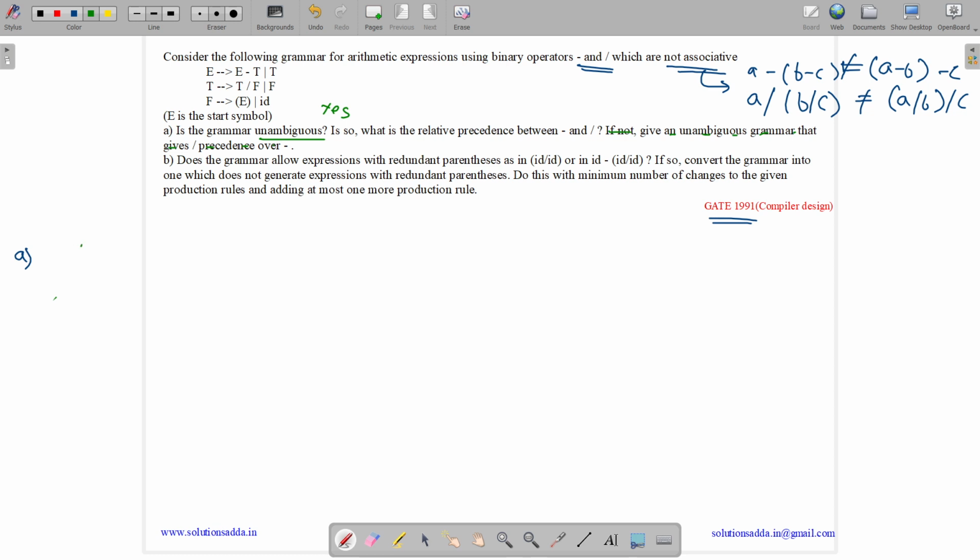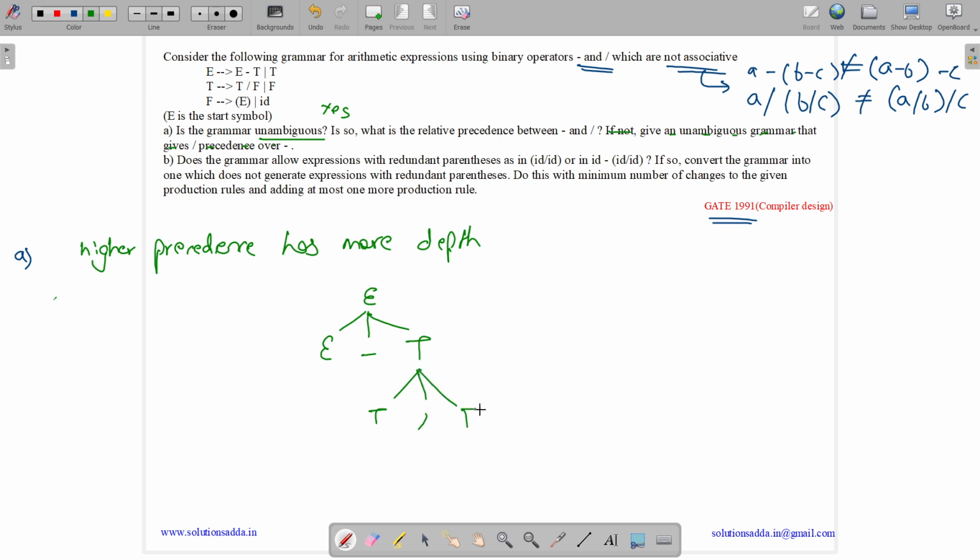Okay. So higher precedence has more depth. What is the meaning of higher precedence? Higher precedence means it should be evaluated first, and we can evaluate the expression first if it has more depth. See, draw the tree for this grammar. E implies E minus T. Then we have T implies T divide F. Here you can see, divide has more precedence than minus. Thus divide has more precedence than minus. So the answer is divide has more precedence than minus.